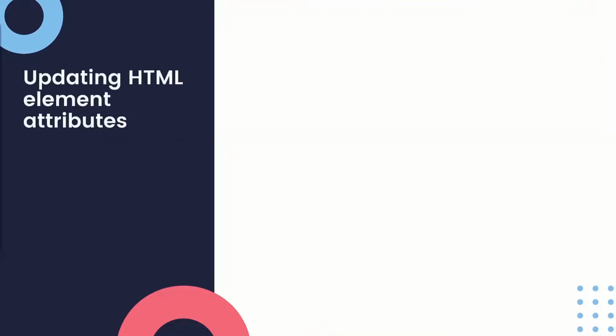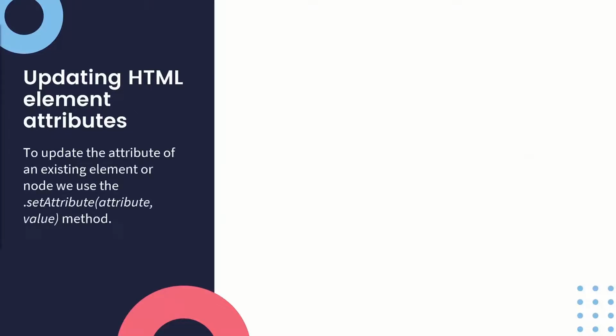Okay, so let's have a quick chat about updating the attributes of our elements. Now, to update the attribute of any existing element, and remember, an attribute is a property or characteristic of any given element, we need to call the .setAttribute method, and this method requires two parameters: the actual attribute that you want to update and the new value.